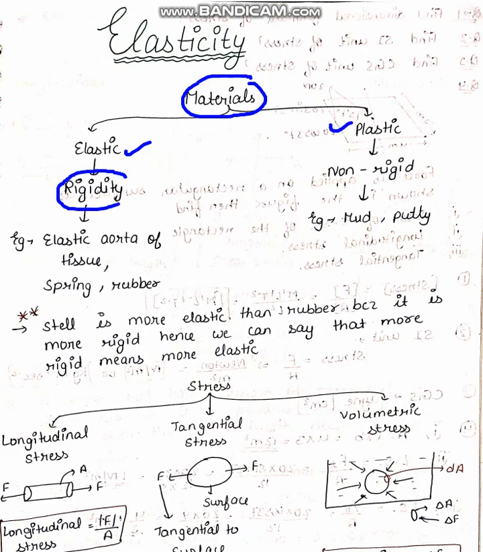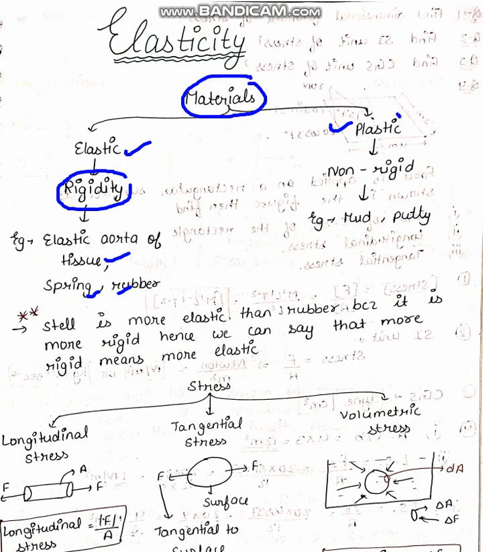Elasticity stands for rigidity. That means resistance to change in shape and size. So the more rigid a body is, the more elastic it is said to be. Examples are elastic tissue, spring and rubber. If you stretch a spring or rubber, it will try to get back to its original configuration. So that is where the word elasticity comes from. And the larger the tendency to regain its shape, the larger the elasticity.